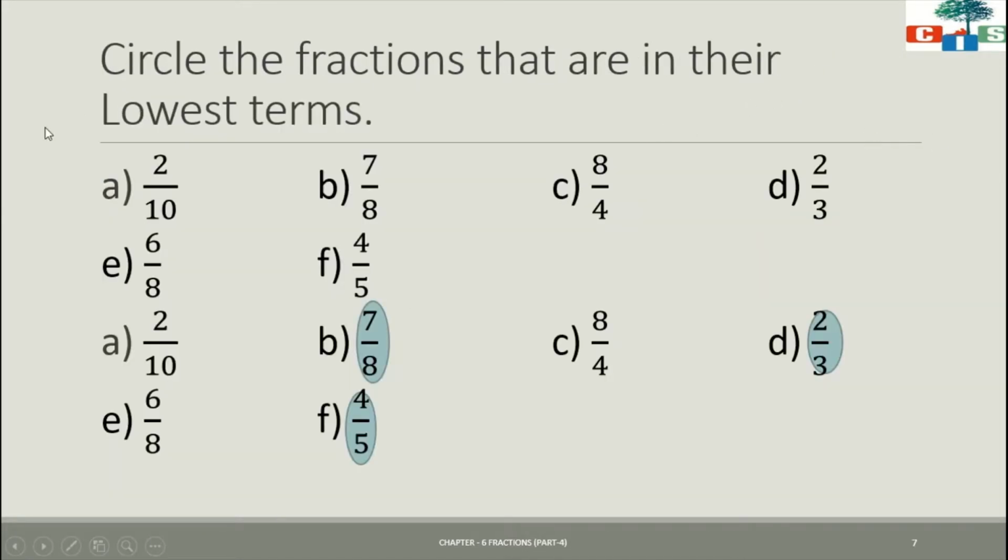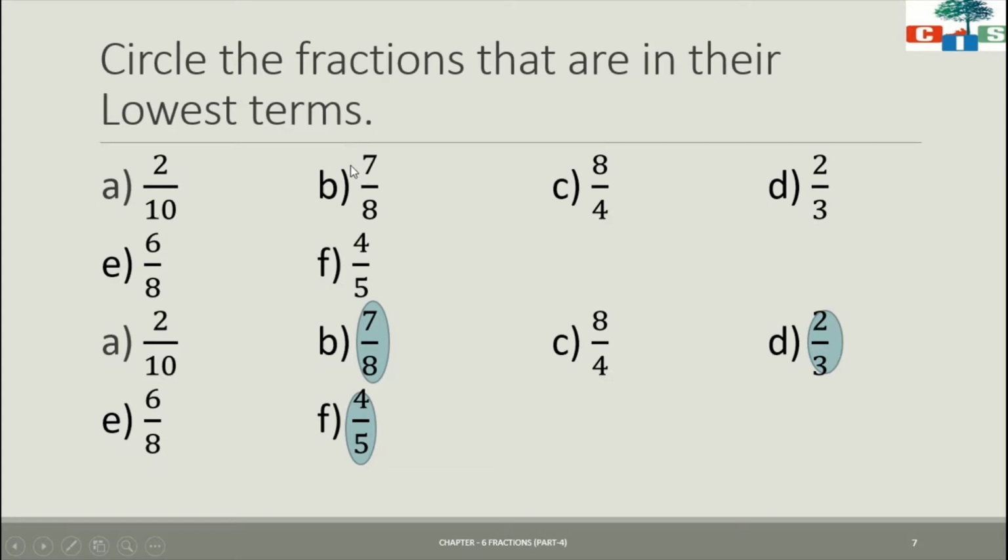So scholars, now we will see question number 3 of exercise 6.2, that is, circle the fractions that are in their lowest form. We have to circle those fractions that are in their lowest form. So we'll see 2 upon 10. Now we can see that 2 and 10 both are even numbers and we can easily divide 2 upon 10 by 2. It means 2 upon 10 is not in the lowest form.